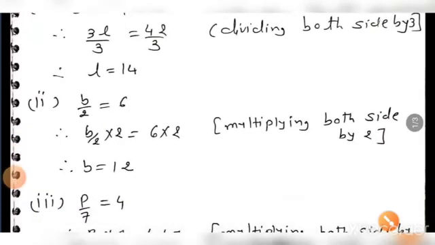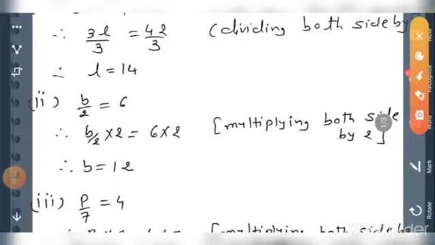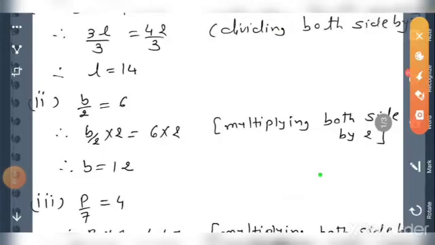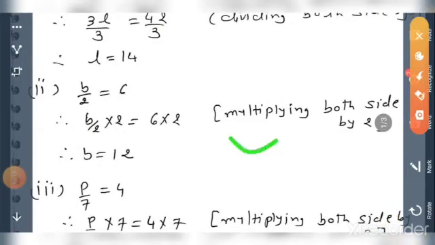In the next example, b by 2 is equal to 6. Here I multiply b by 2 by 2. So b by 2 multiplied by 2 is equal to 6 multiplied by 2. Here the 2 cancels. So in this way we can find b is equal to 12. So here, we are multiplying both sides by 2.